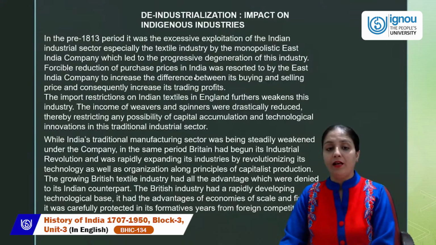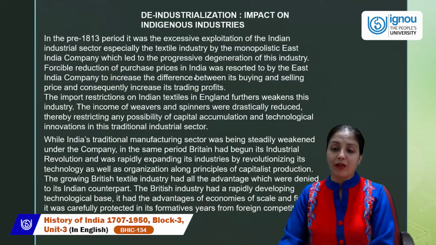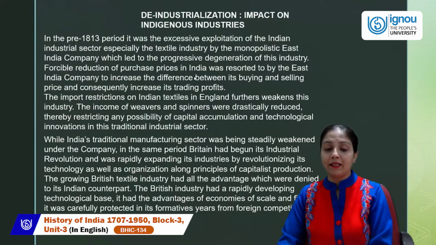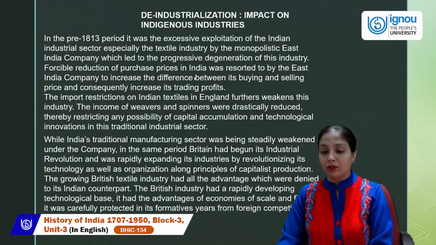While India's traditional manufacturing sector was being steadily weakened under the company, in the same period Britain had begun its industrial revolution and was rapidly expanding its industries by revolutionizing its technology as well as organization along principles of capitalist production. The growing British textile industry had all the advantages which were denied to its Indian counterpart. It had a rapidly developing technological base, the advantage of economies of scale, and finally, it was carefully protected in its formative years from foreign competition.